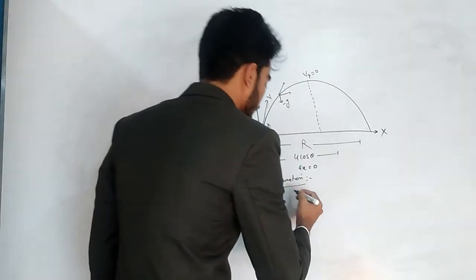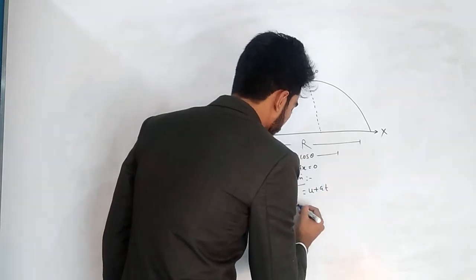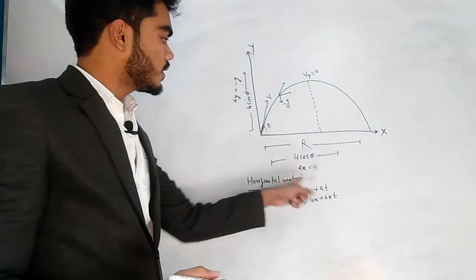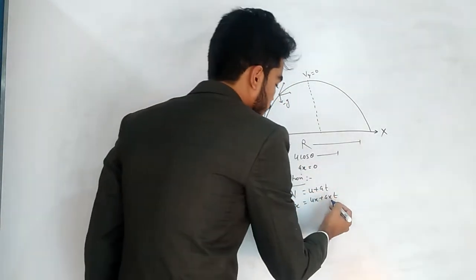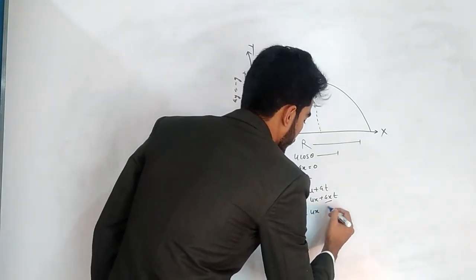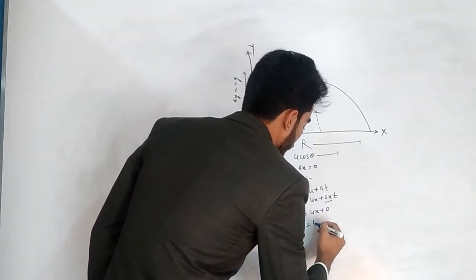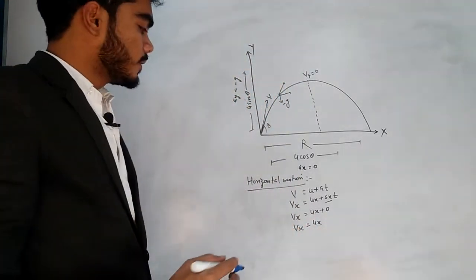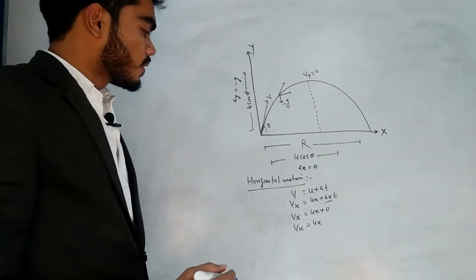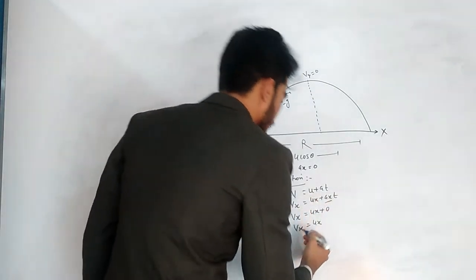You know that v is equal to u plus at. So Vx is equal to ux plus ax into t. We know the acceleration in the horizontal motion, ax, is equal to 0. So Vx is equal to ux, since this term will be 0. So the final velocity is ux, and ux means u cos theta.